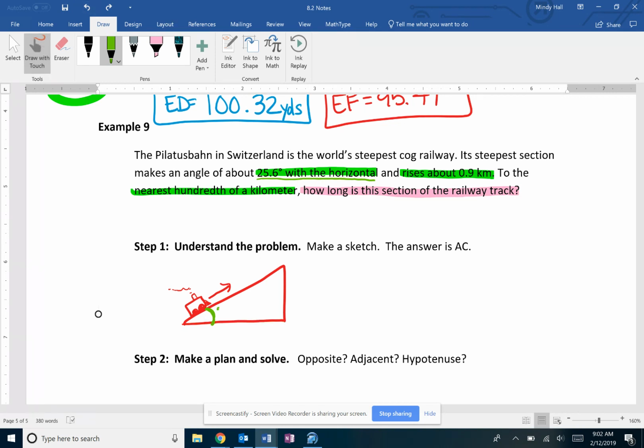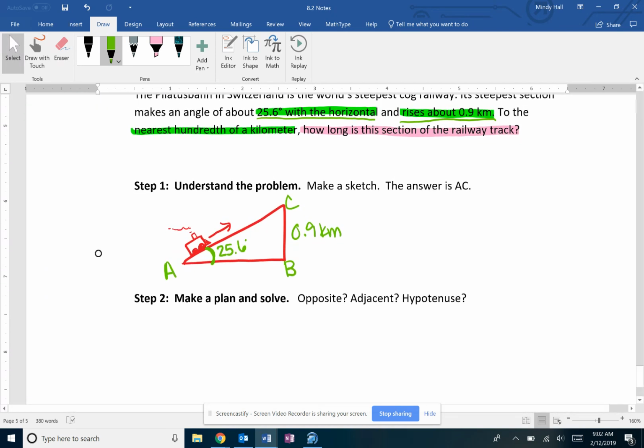So I know that this angle is 25.6 degrees. And then my other hint is that it rises 0.9 kilometers. So if we're rising, that's going to be this over here. And the answer is AC, because if you were to label this ABC, AC would be your diagonal, which makes sense because your little train is going to go up the hill. So now we have it set up and drawn. We can actually do it.